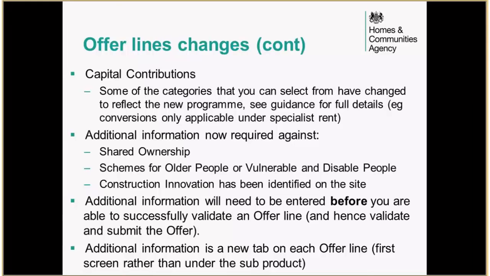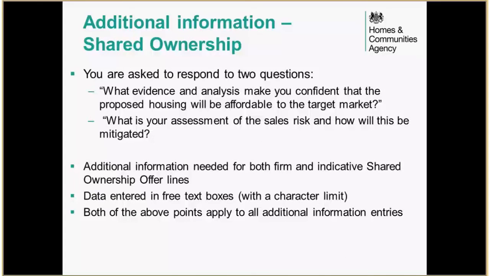So the additional information is on a new tab on each offer line, and it's the first screen rather than under the sub product. So looking at the shared ownership, you're asked to respond to 2 questions. What evidence and analysis make you confident that the proposed housing will be affordable for the target market? And what is your assessment of the sales risks and how will that be mitigated?